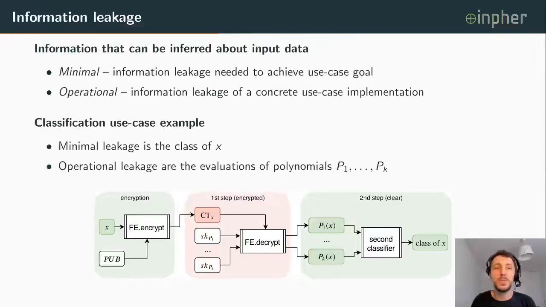We also introduce the notion of operational leakage, which is the information leakage of a concrete use case implementation. In the classification use case based on functional encryption, the operational leakage will be the evaluations of polynomials p1 to pk over x, and all the information that can be inferred from these evaluations, from these values.